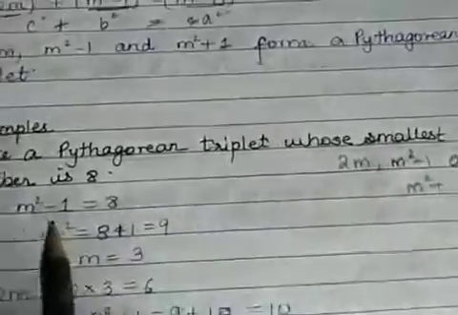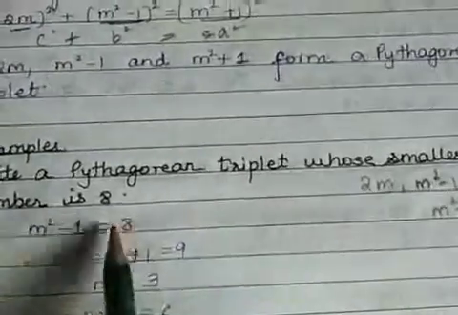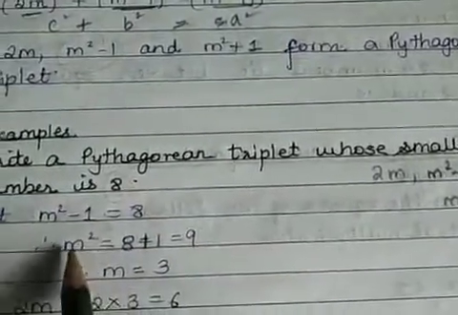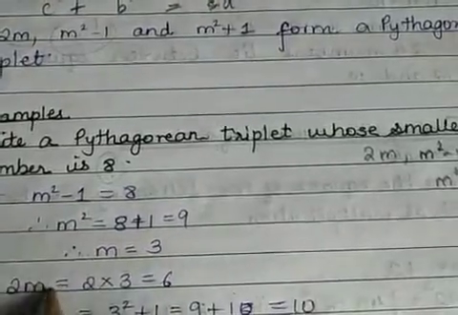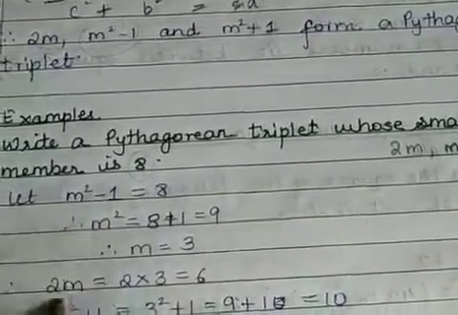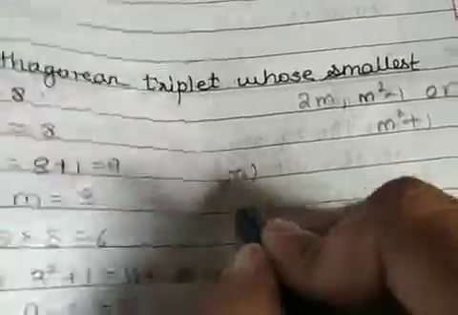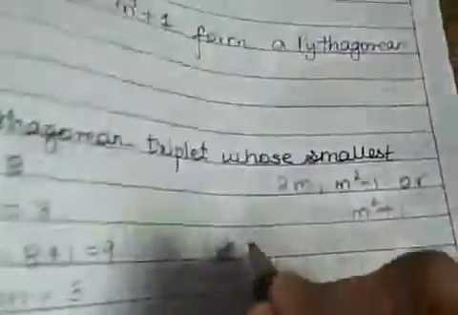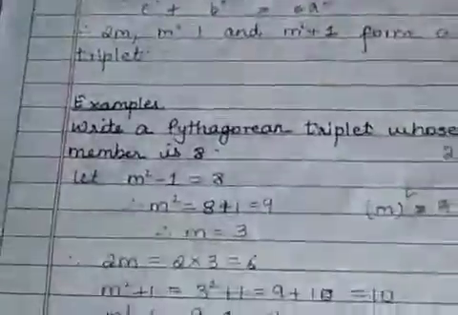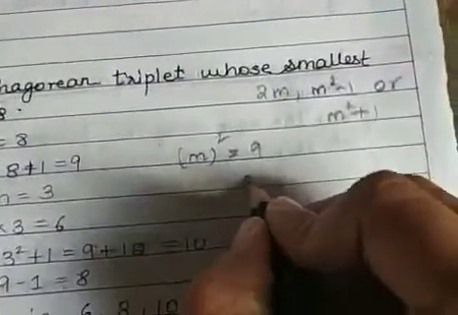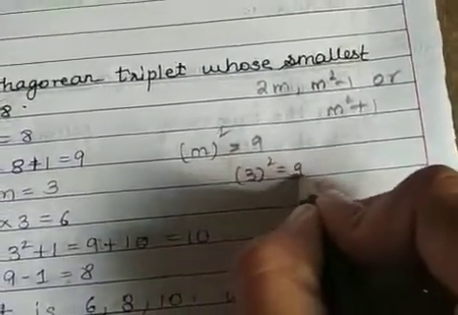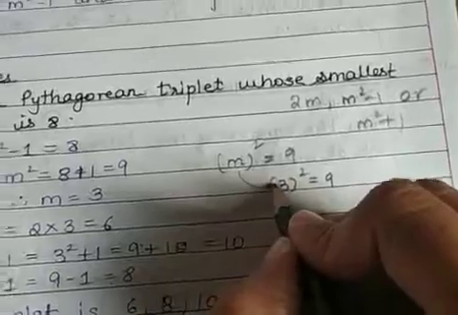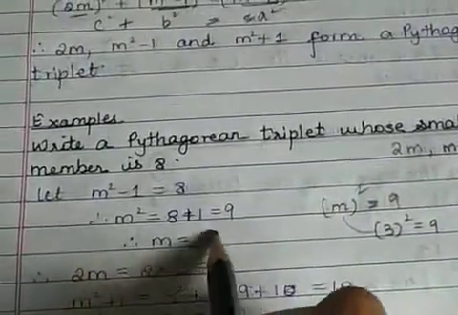Let us take m square minus 1 equal to 8. Then what will be m square? M square will be equal to 8 plus 1, which is 9. So which number, when you square, will give you 9? You know, when I square 3, I get 9. So your value of m is 3. So m is equal to 3.